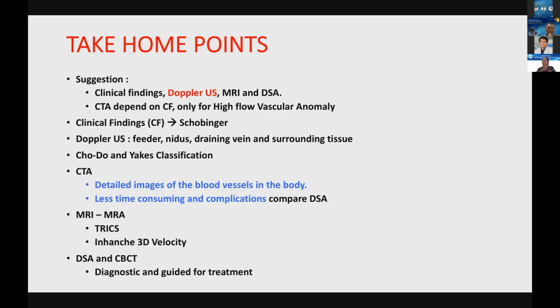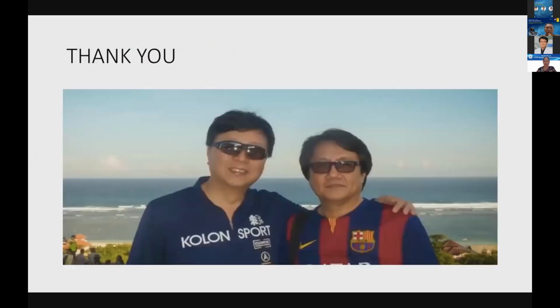That's all. After this presentation, I hope all can use this classification. We can use the CHODO classification or the Yates classification. With CTA, we can see detailed images of the blood vessels even in the body. It is less time consuming and has fewer complications compared to DSA. For MRA and MRI, we can use TRICKS sequence or enhanced 3D velocity. DSA and contrast-enhanced CT we can use for diagnosis and to guide treatment. Thank you very much.